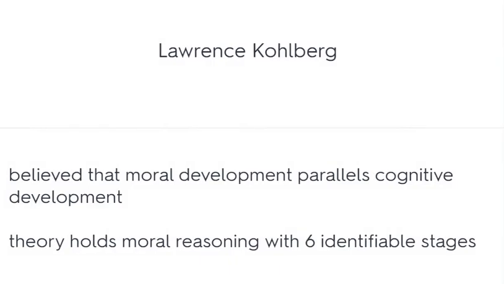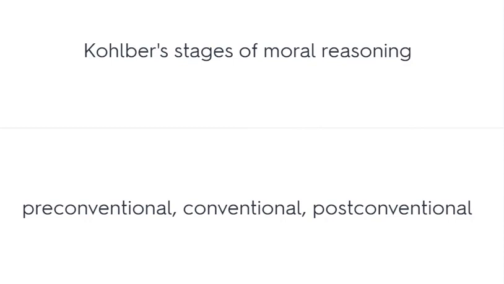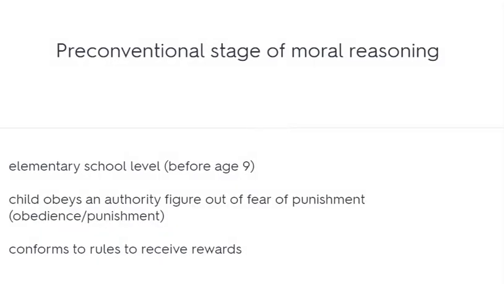Lawrence Kohlberg believed that moral development parallels cognitive development. His theory holds that moral reasoning has 6 identifiable stages. Kohlberg's stages of moral reasoning: pre-conventional, conventional, post-conventional. Pre-conventional stage of moral reasoning: elementary school level, the child obeys an authority figure out of fear of punishment and conforms to rules to receive rewards.